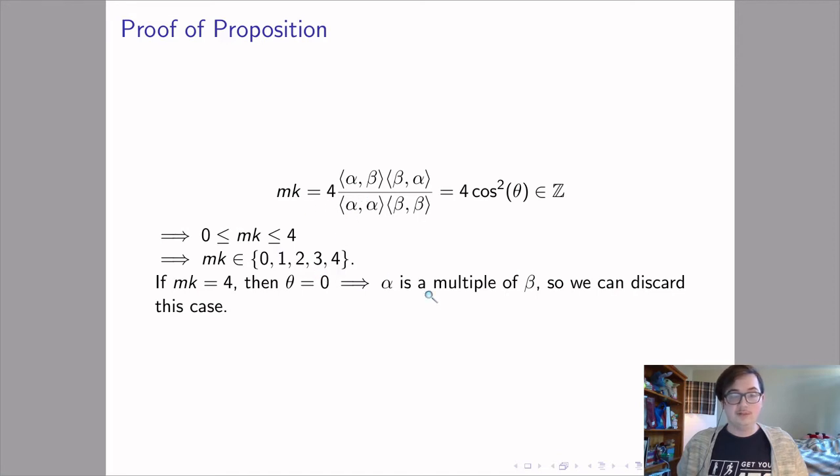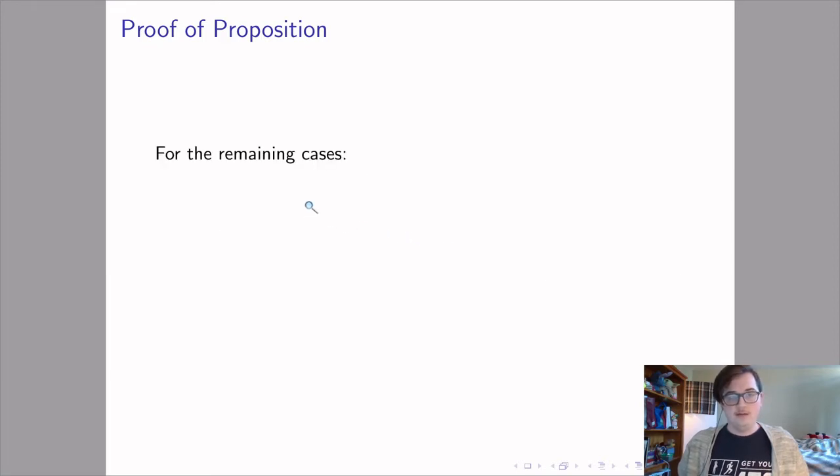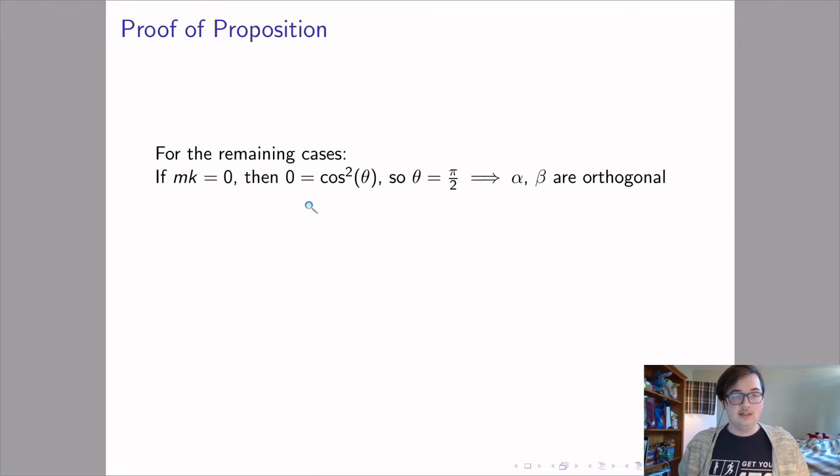what we'll find is that we're going to be able to discard this case, because if mk is 4, then we have that cosine squared theta equals 1. So because theta will be somewhere between 0 and pi, theta will have to be 0. So then that means that alpha is a multiple of beta, and we assumed that to be not true. So we can discard that case. For the remaining cases, if mk is 0, then we have that 0 equals cosine squared of theta.